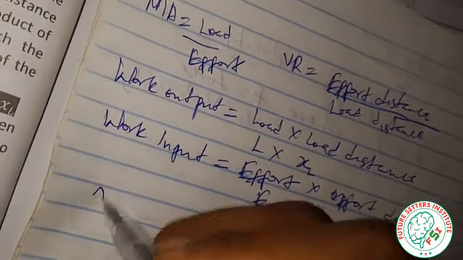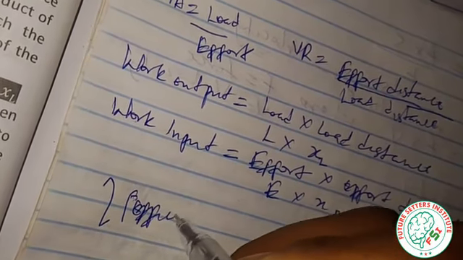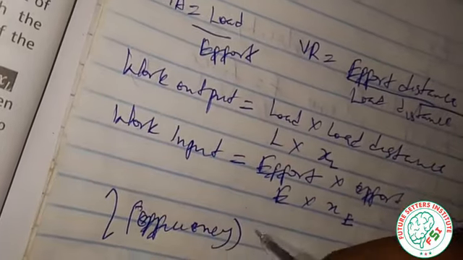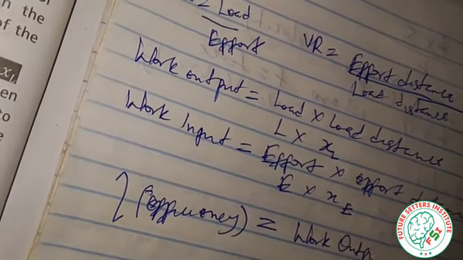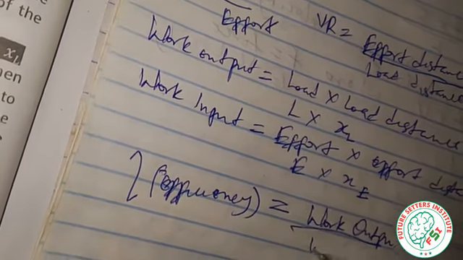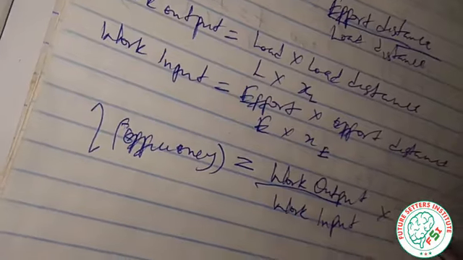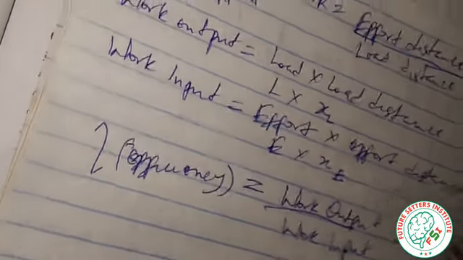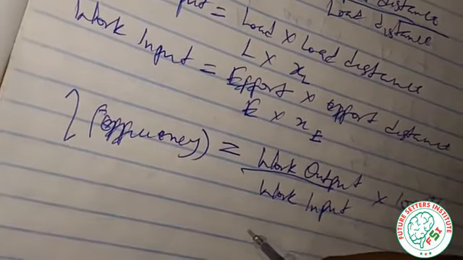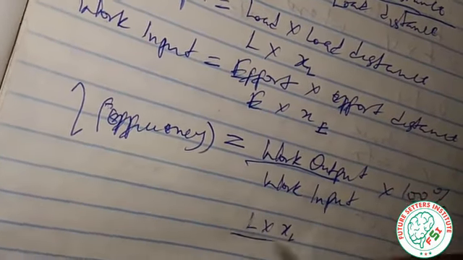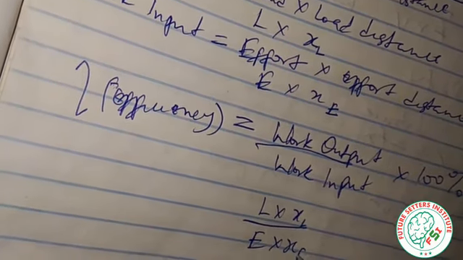Now we have something called efficiency. Efficiency is equal to work output over work input times 100%. So we are trying to know how effective the machine worked. What was work output? L times XL. What was work input? E times XE.